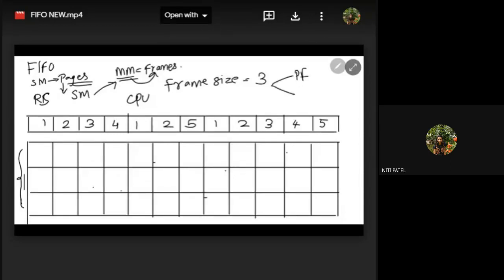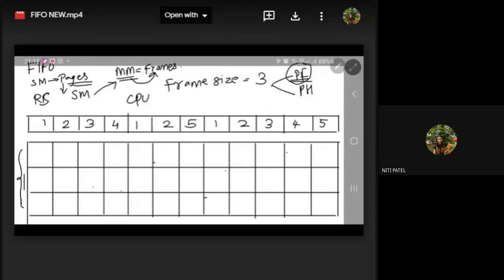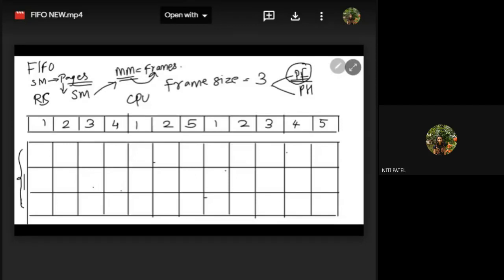Before loading, there are 2 concepts: one is called page fault and one is called page hit. Page fault means that we are searching for a page, that page is not there in the memory, and since we are loading it, there is a page fault. Page hit means the page which we want to load is already in the memory and there is no need to load it again, hence we call it a page hit.